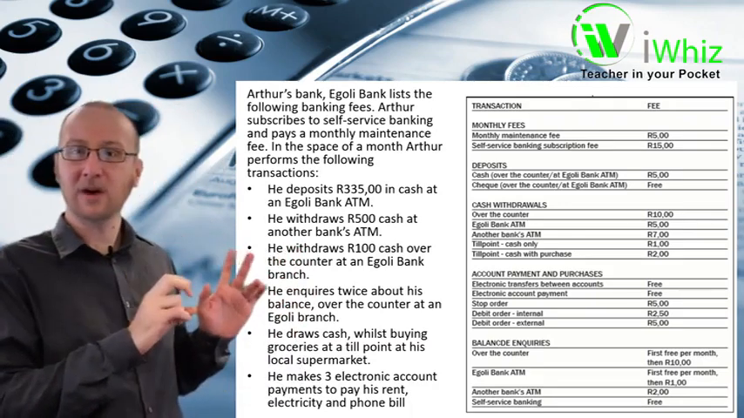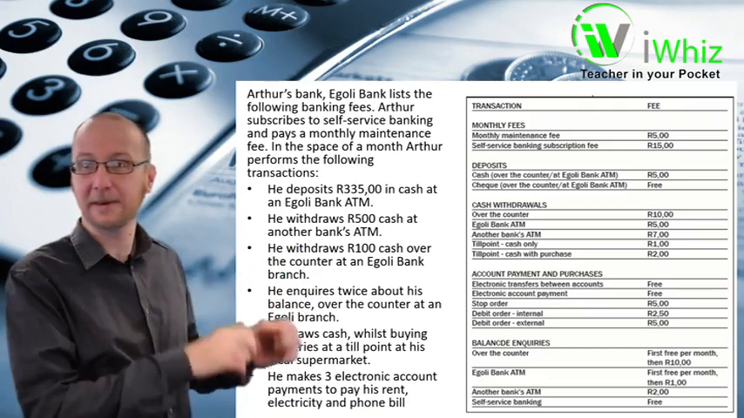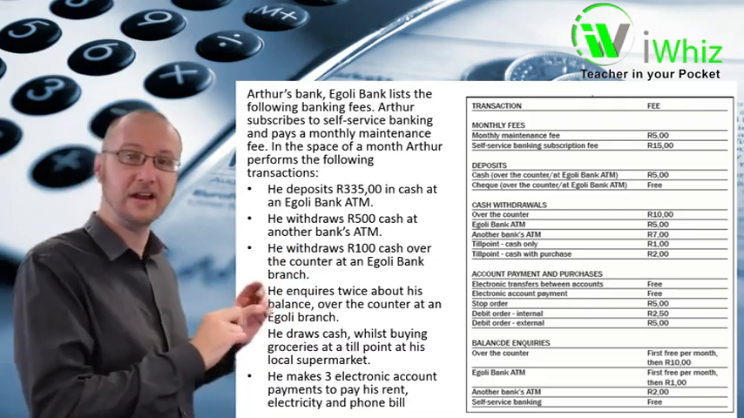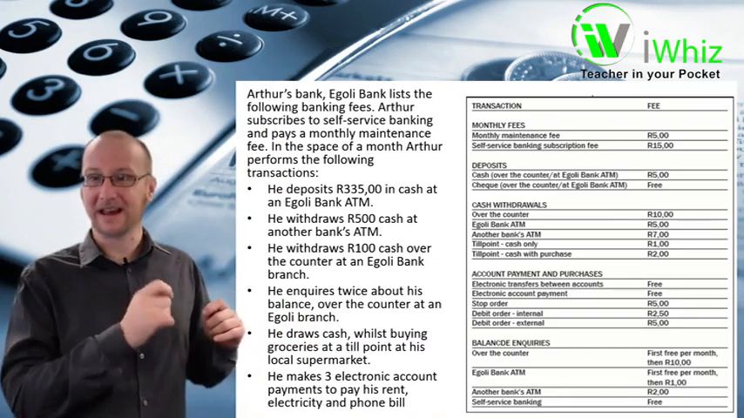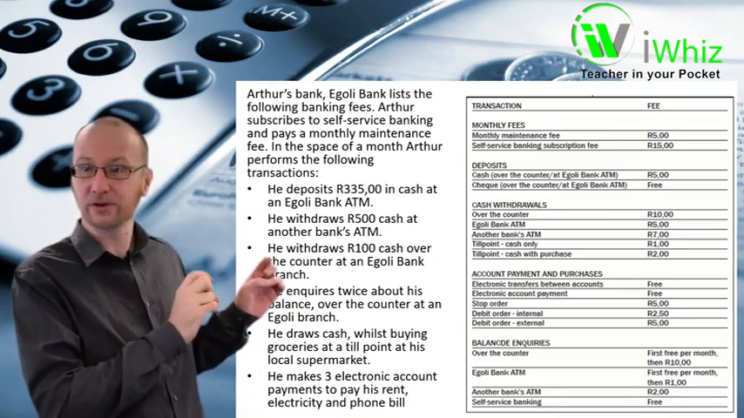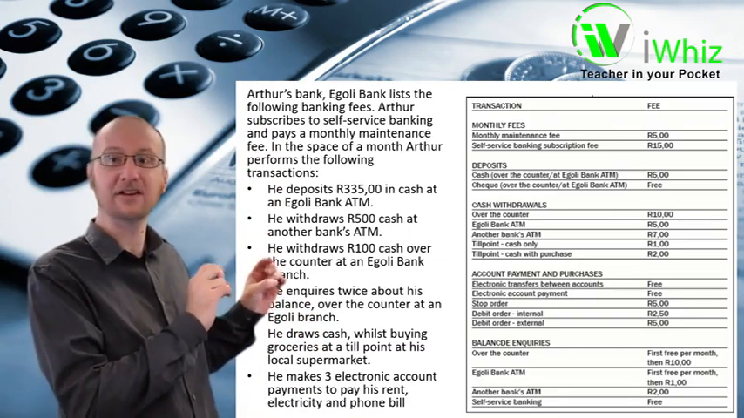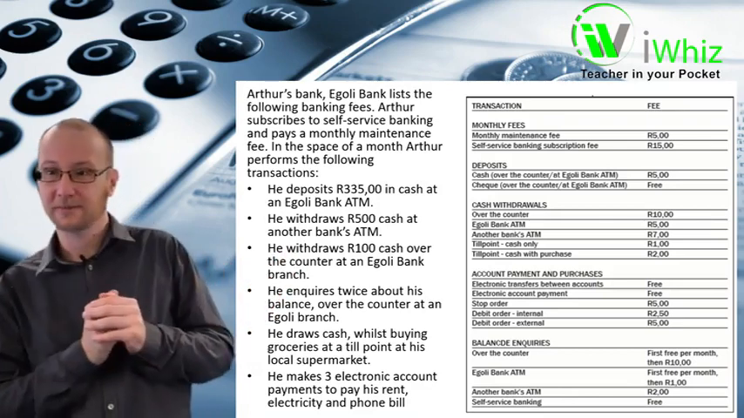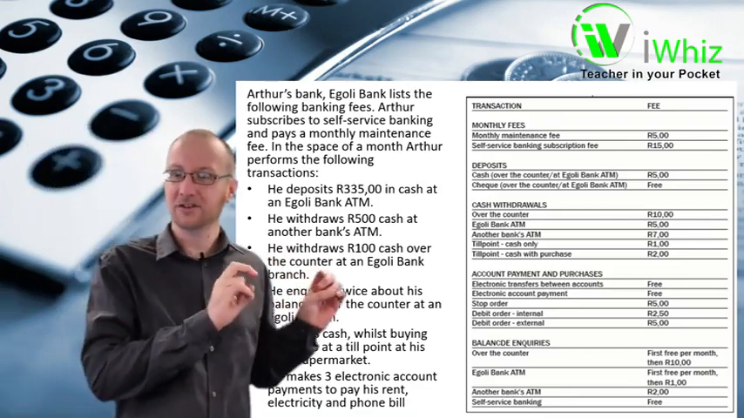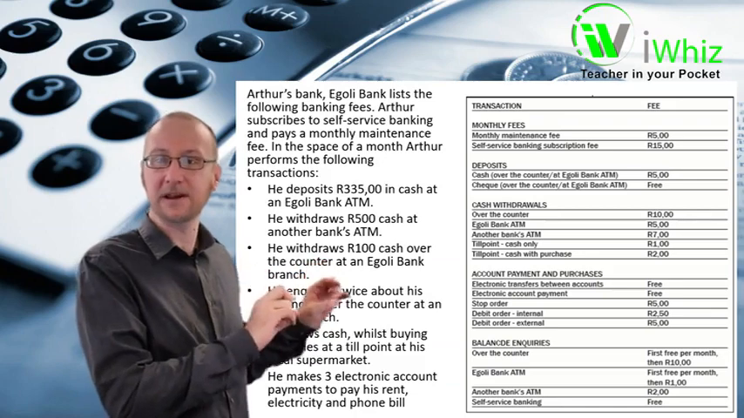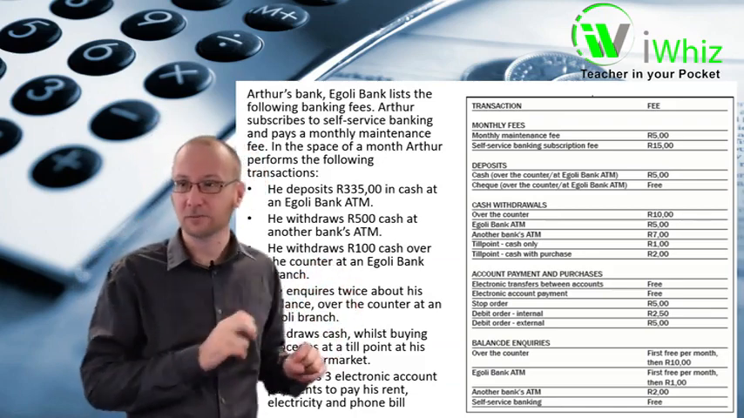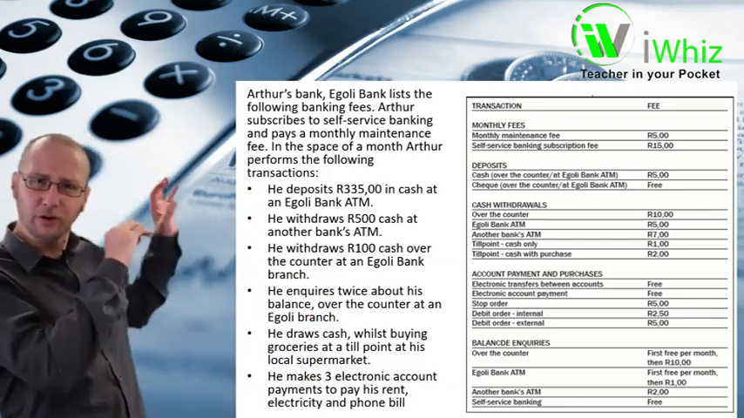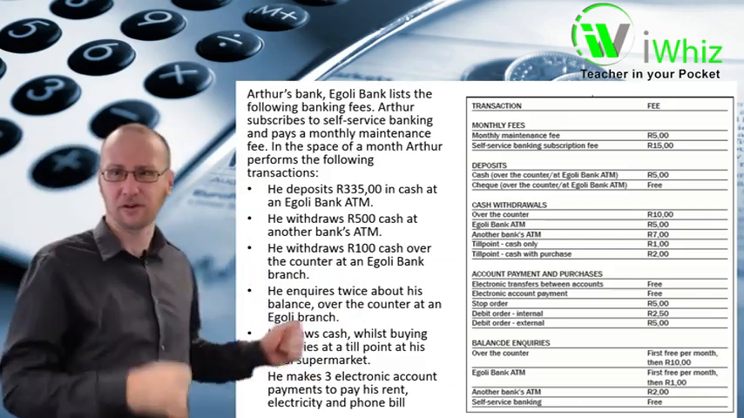He inquires twice about his bank balance over the counter at Egoli Bank. He draws cash whilst buying groceries at a till point at his local supermarket. And then he makes 3 electronic account payments to pay his rent, electricity, and phone bill. So those are all the transactions that happened this month.